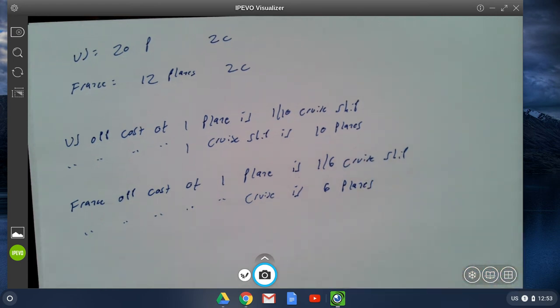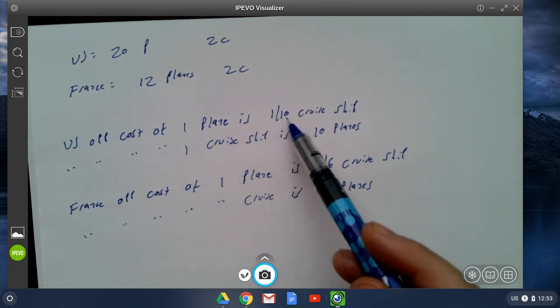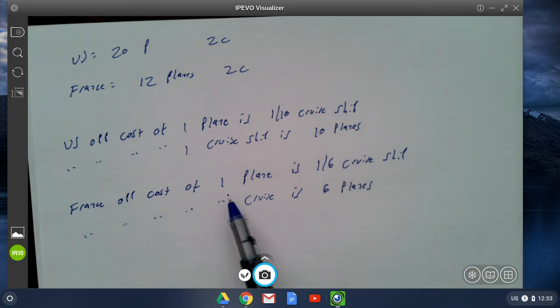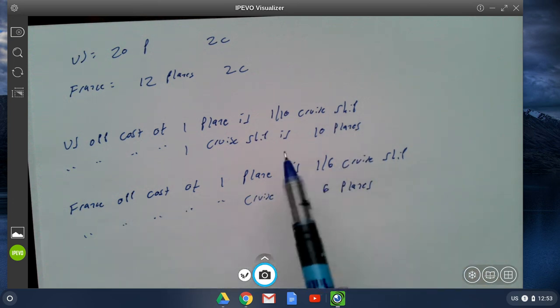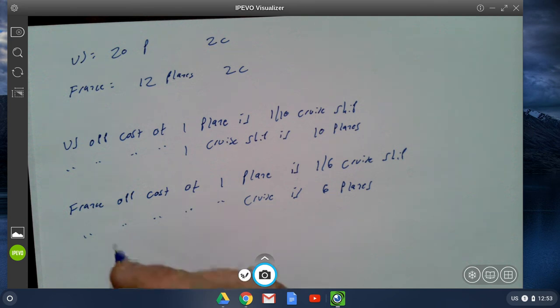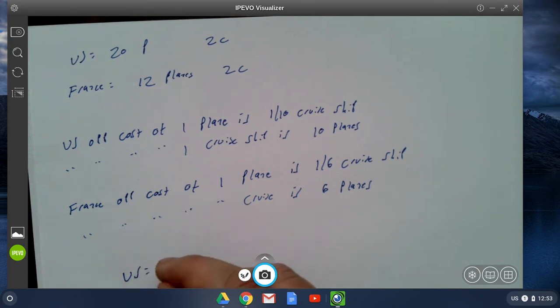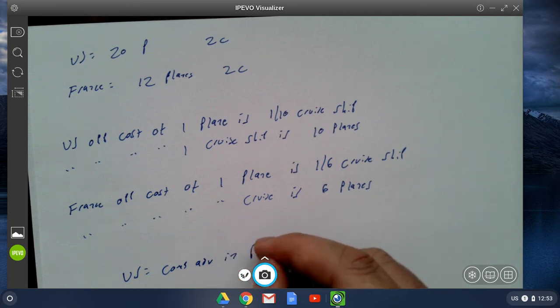Okay, so let's take a look. So who has a comparative advantage in planes? Comparative advantage: who has a lesser opportunity cost when they make planes? When the United States makes planes, they're giving up only 1/10 of a cruise ship. When France makes planes, they're giving up 1/6 of a cruise ship. So the United States gives up less. US has a comparative advantage in planes.